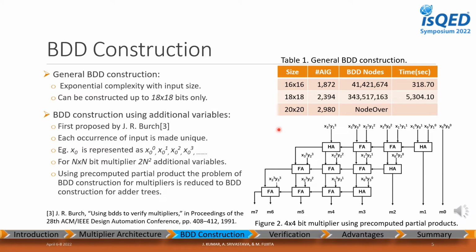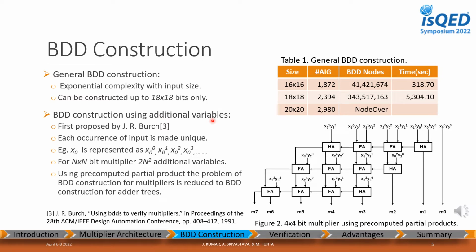However, if we use additional variable methods, then the complexity is limited to the fourth order of the input size. This method was originally proposed by J.R. Burch, and very limited study has been done on this method so far. In this paper, we will use the additional variable method to construct BDDs for higher bit multiplier circuits.